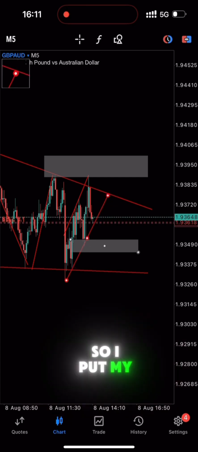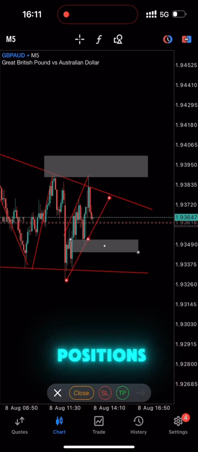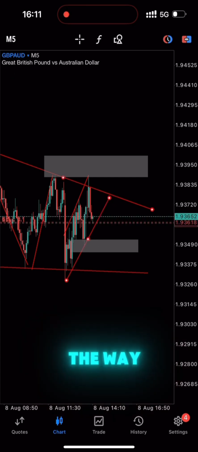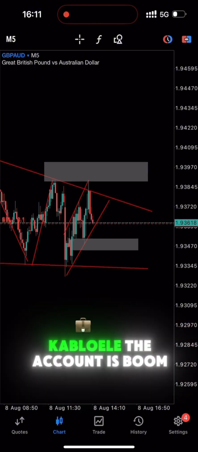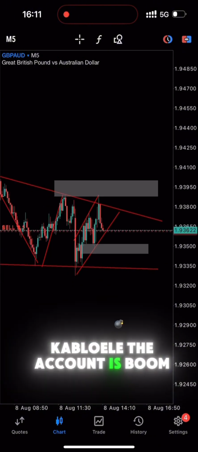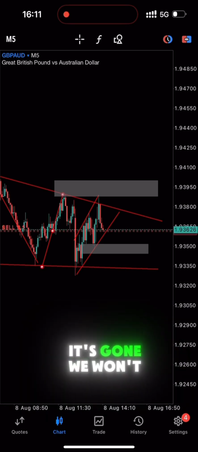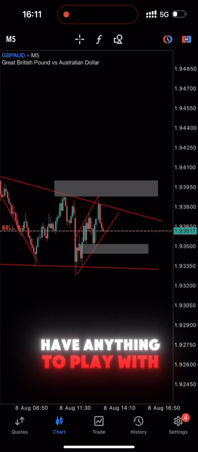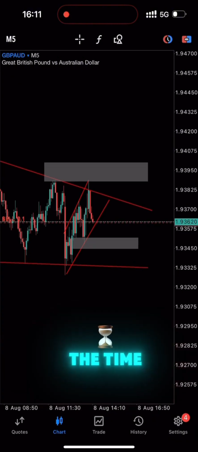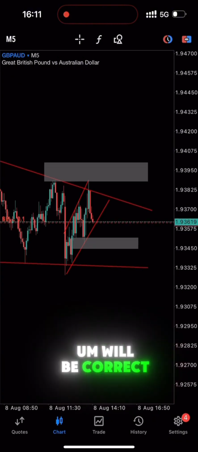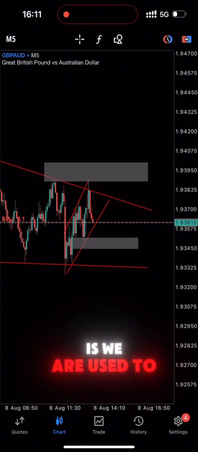So I put my maximum positions, a lot of them by the way. Which means if it keeps moving in the wrong direction, the account is boom, it's gone. We won't have anything to play with in this scenario. But I'm sure most of the time it will be correct, as we are used to this.